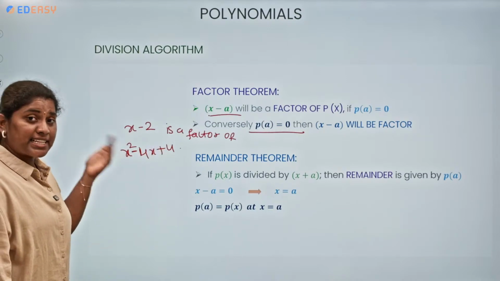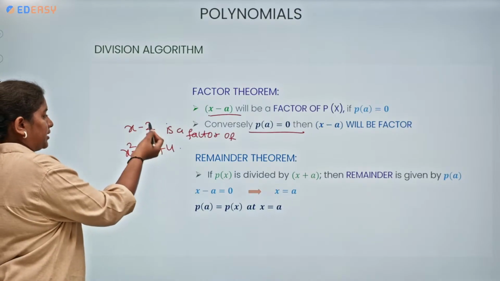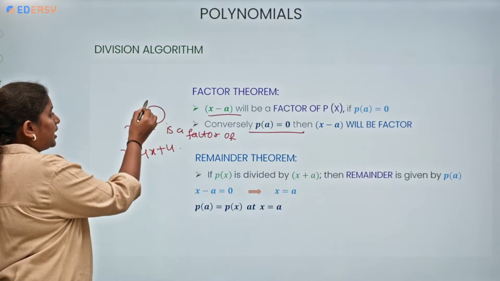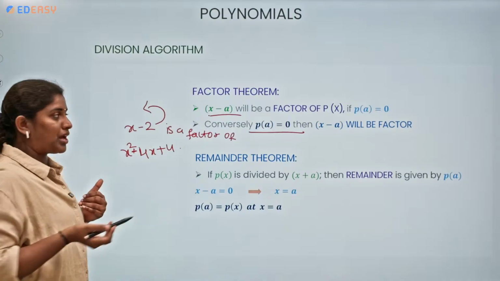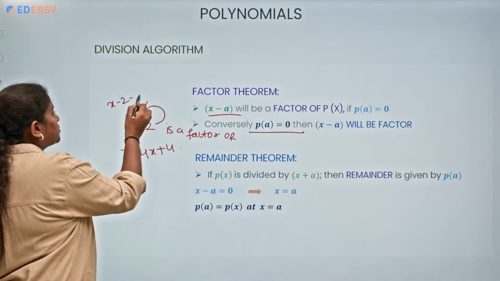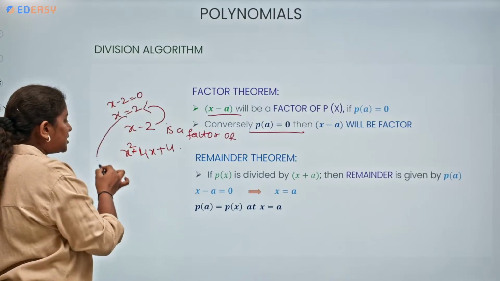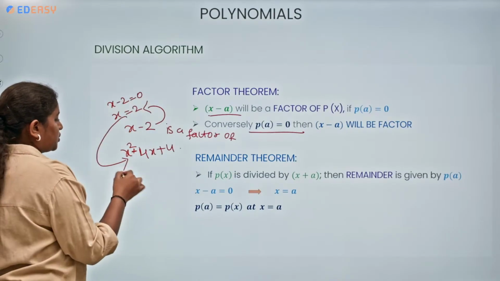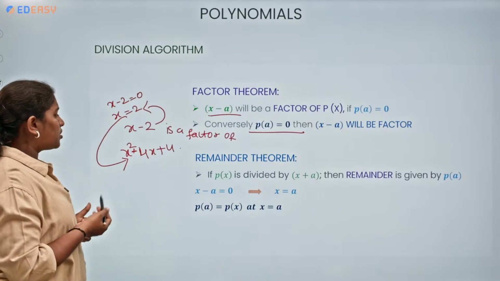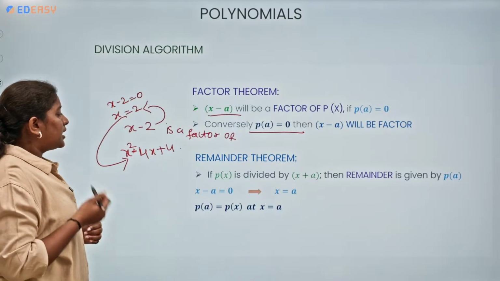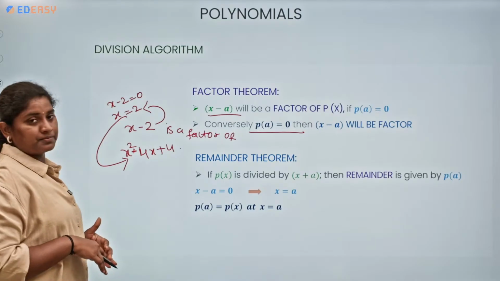When can we say that? You need to find the x value, that means your zero value. x minus 2 equals 0, where you get x equals 2. You need to place the 2 in the polynomial. So after placing that, if you get the polynomial value as 0, then it becomes your factor.